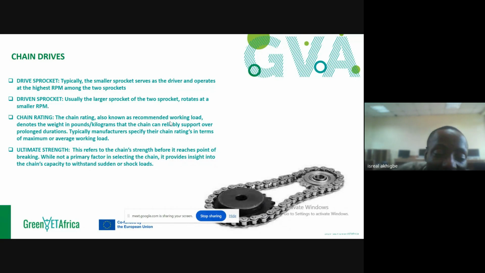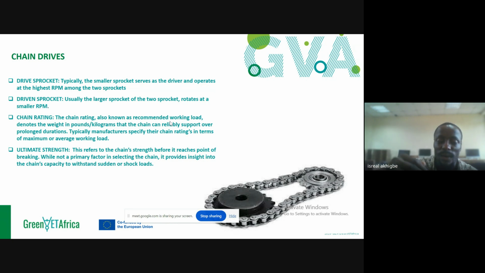Typically, manufacturers specify their chain rating in terms of what? Maximum or average working load. Now, ultimate strength. Here's another terminology. This refers to what? The chain strength before it reaches what? The point of breaking. So you've overloaded the chain, it's still working. That's not yet the ultimate strength. But eventually, if you don't look into that situation, it will get to a point where the working load, running for a prolonged duration, will cause what? The chain to break.